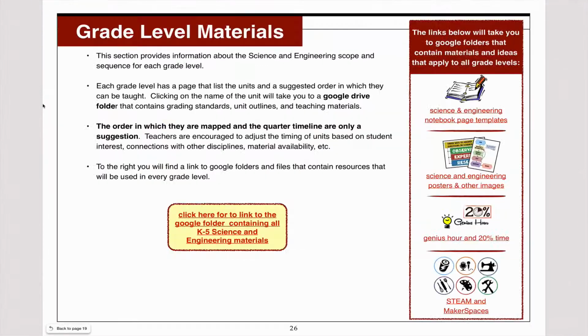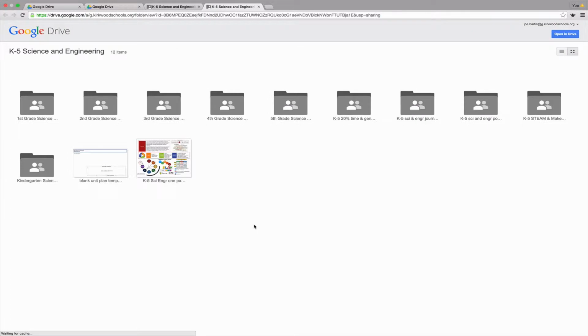The next section has more grade level specific information. All of the materials for science are stored in Google Drive folders that are shared by everybody in the district. So you can get access to things, you can edit anything that you want that's in those Google Drives. Right here on this page is a link to all of the Google Drive folders. If we click on that, we're taken to a page where there's a folder for every grade level. By the way, to access these, you have to be logged onto your g.kirkwoodschools.org account.